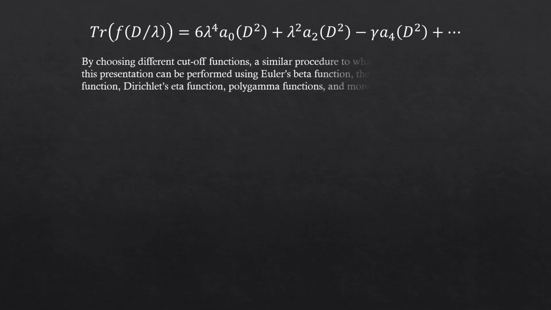By choosing different cutoff functions, we didn't have to choose e to the negative u. We could have used another one. Heck, we could have even just used the number 1, and we would have gotten a slightly different result here.